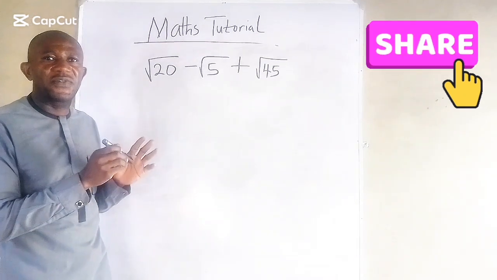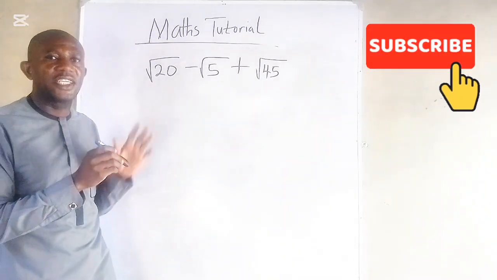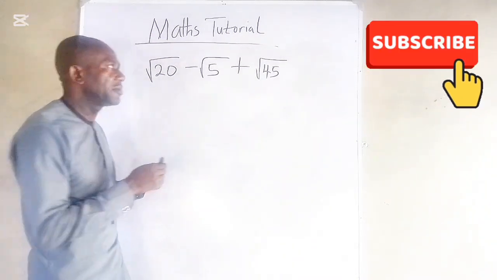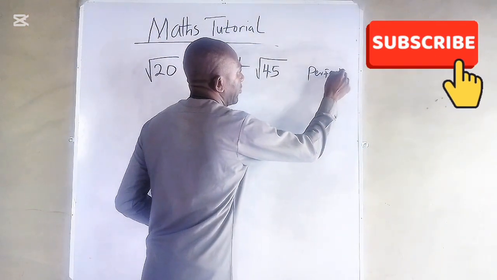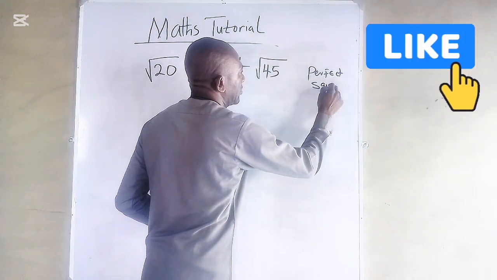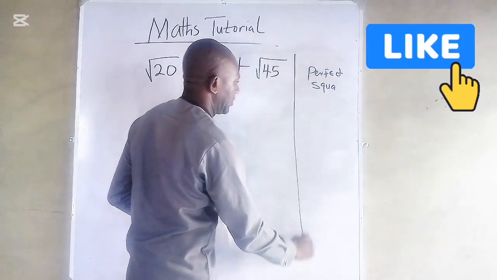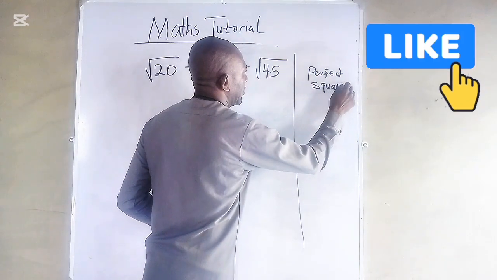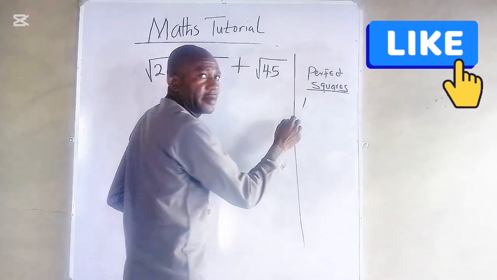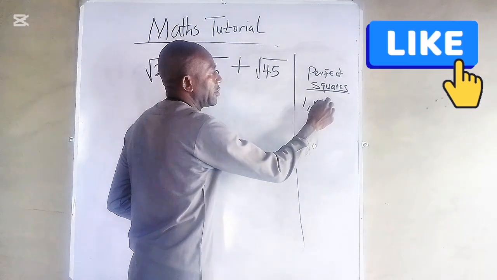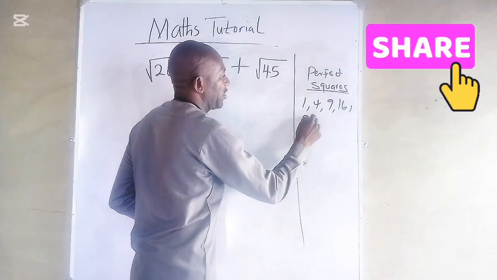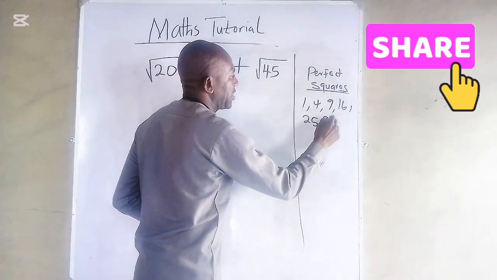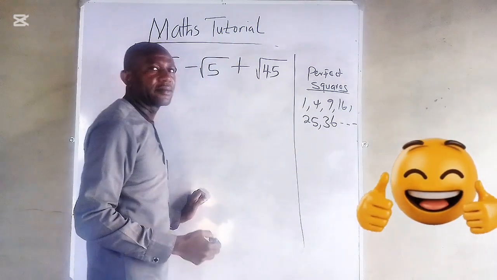You must know your perfect squares first. It will help you to solve this effectively. Perfect squares are 1, 4, 9, 16, 25, 36, etc.